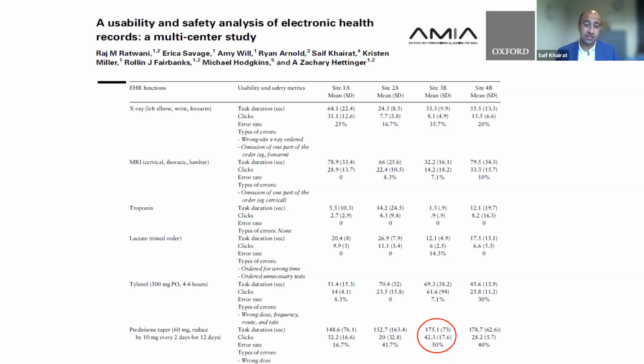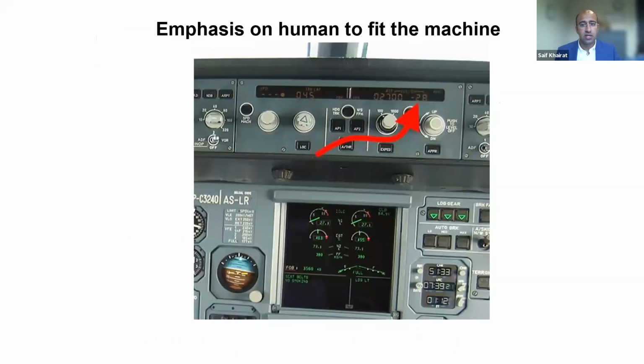So 50% in administering and putting in an order seems like a very high number, and putting in the wrong dose for that medication is also scary and frightening, and is a matter of functionality in the EHR. The problem, to wrap all this together, is we emphasize humans trying to fit the machine.